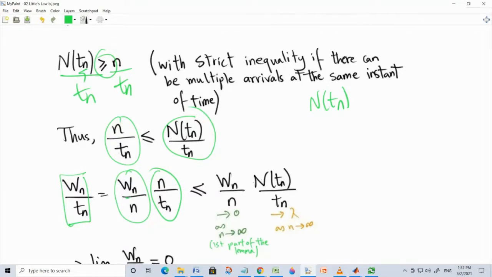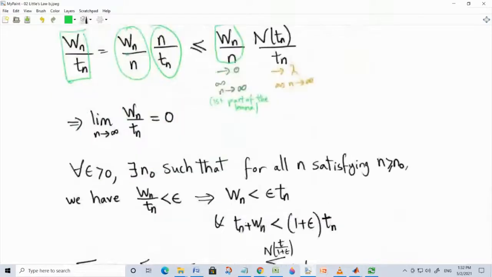Now n over Tn is bounded by N(Tn) over Tn, which is the idea we talked about. So Wn over n, the first part of the lemma tells us, goes to zero. N(Tn) over Tn goes to lambda, which is a finite positive number, and zero times a finite positive number is zero, so this limit is equal to zero. What is the meaning of the limit being equal to zero? It means that for every epsilon greater than zero, you can find n0 such that for every n greater than or equal to n0, this quantity can be made less than epsilon. With a non-negative quantity whose limit is zero, it can be made arbitrarily small. Challenge me with any epsilon and I can always find an index n0 such that for every n greater than or equal to n0, this quantity is less than epsilon, no matter how small epsilon is.